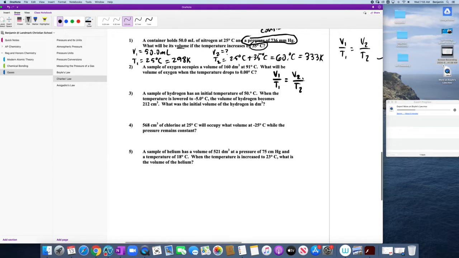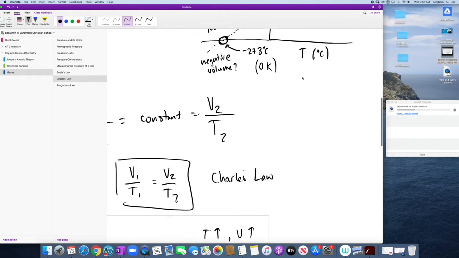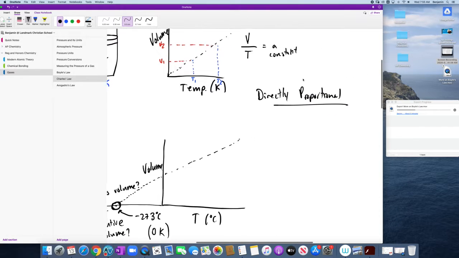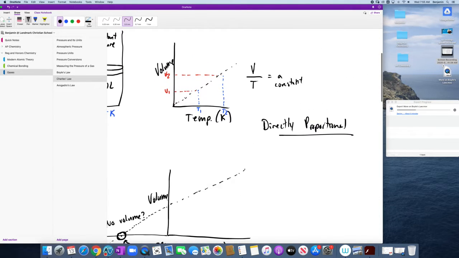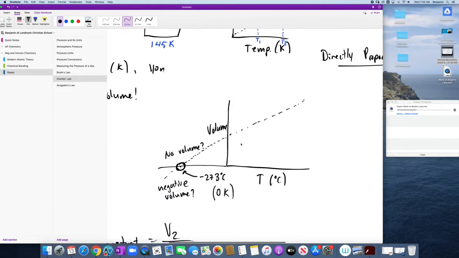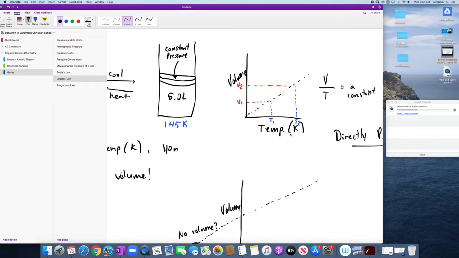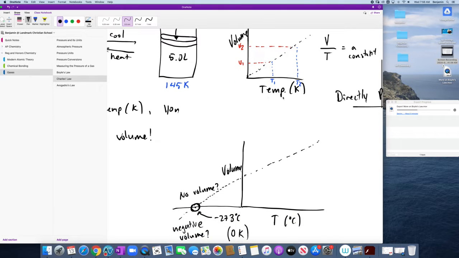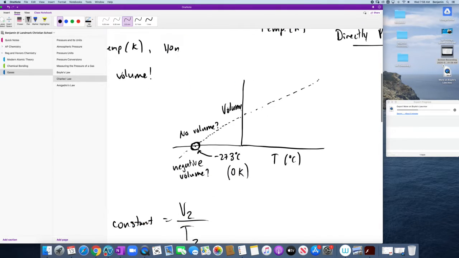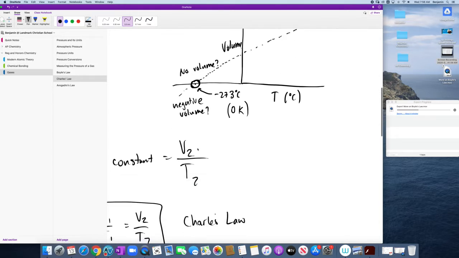Charles' law also tells us that we have a directly proportional relationship when we use the Kelvin temperature scale. We still get a linear relationship if we use other temperature scales, but it's not directly proportional. Directly proportional means if we double temperature, then the volume will double. Really the only way to know if temperature is doubling is if you use the absolute temperature scale, the real temperature scale, which is Kelvin.